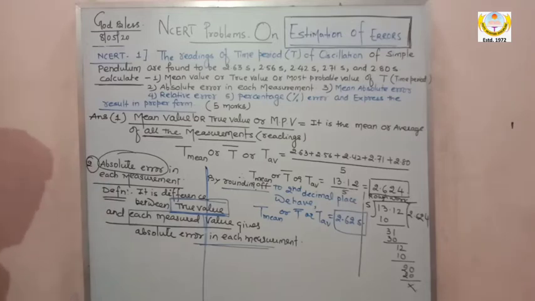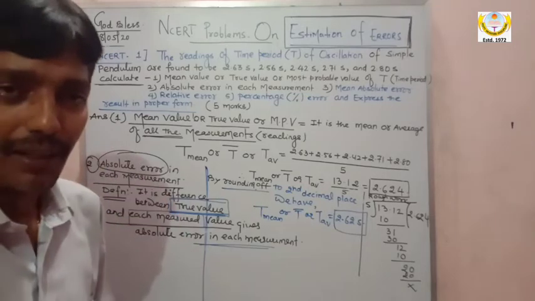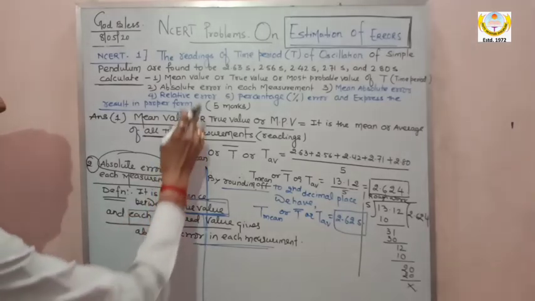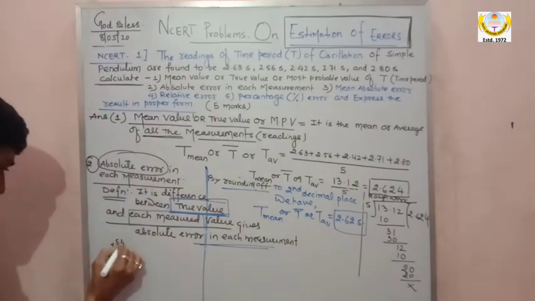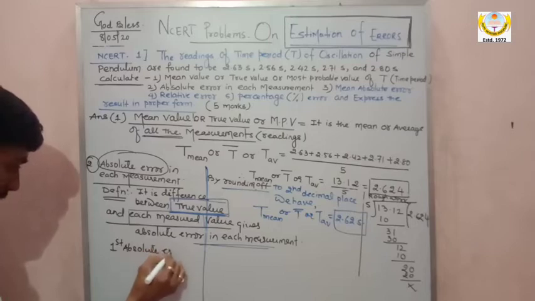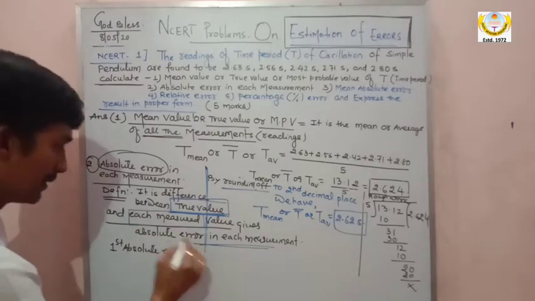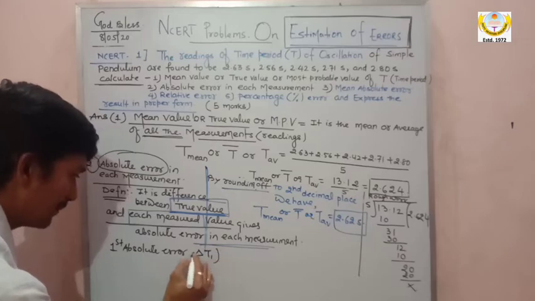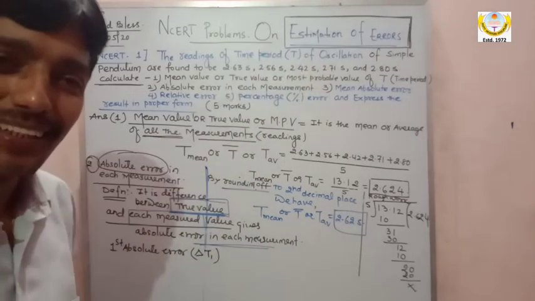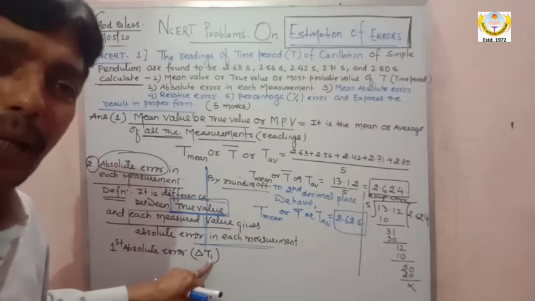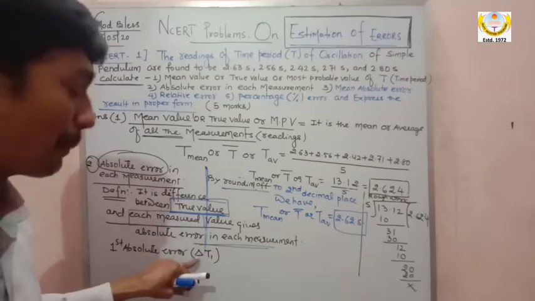So now, my dear, let us calculate absolute error. Look at the way of expressing it. For example, the measurement is of time, so the first absolute error I am writing here will be given by delta T1. Sir, how do you come to know it is T? Sir, time period is given. So the first absolute error in measurement of time period is first, so I put T1, and this is error, so I put delta.